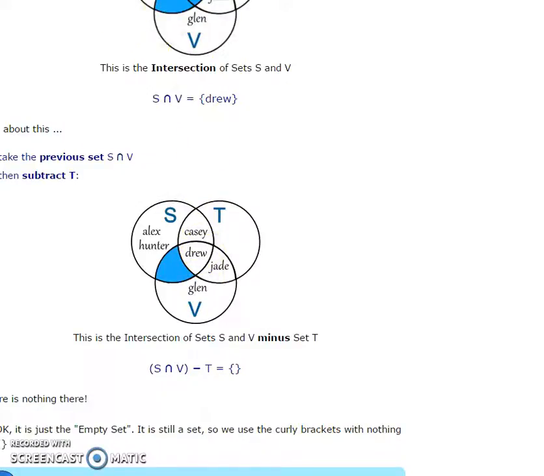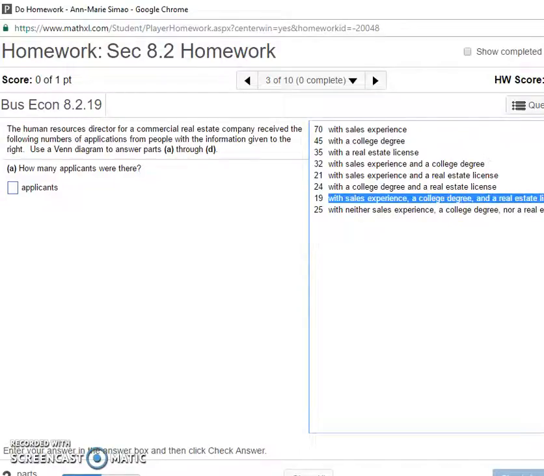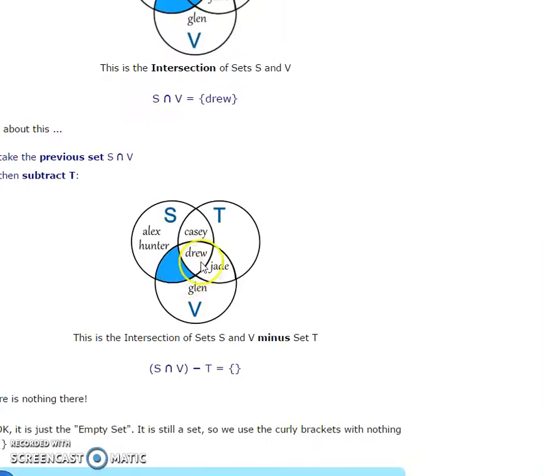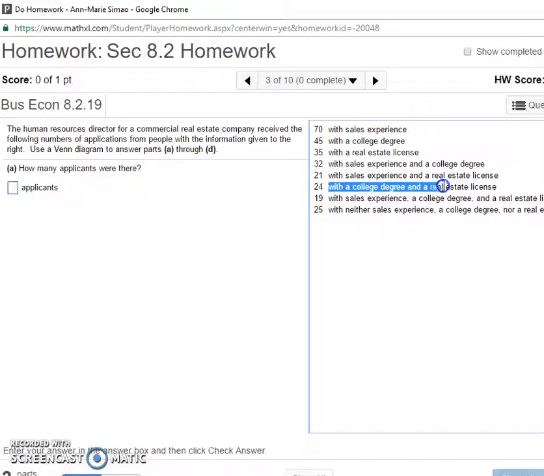So when you get to a question that's asking you to do the count, start with who likes all 3, who's in all 3 groups. 19 had sales experience, college degree, and real estate. That 19 would go right here in the middle where Drew is. Then you have to start asking yourself the intersection pieces, college degree and real estate. Then you can fill in that piece.